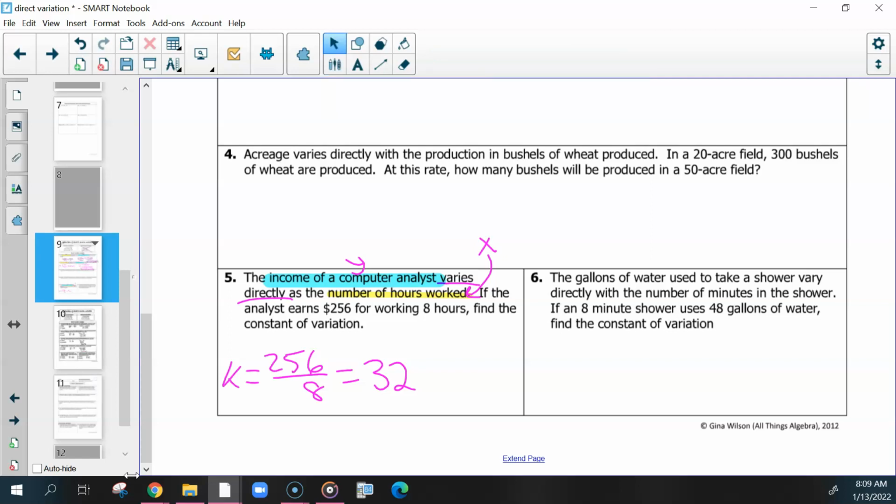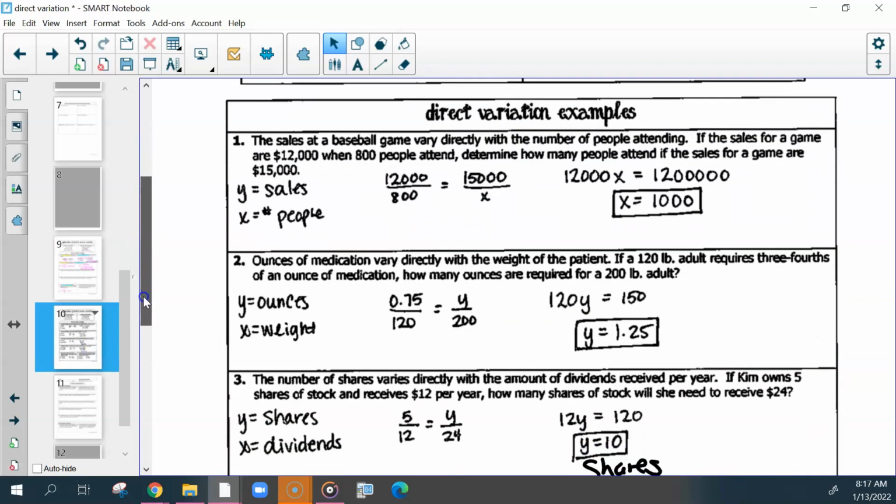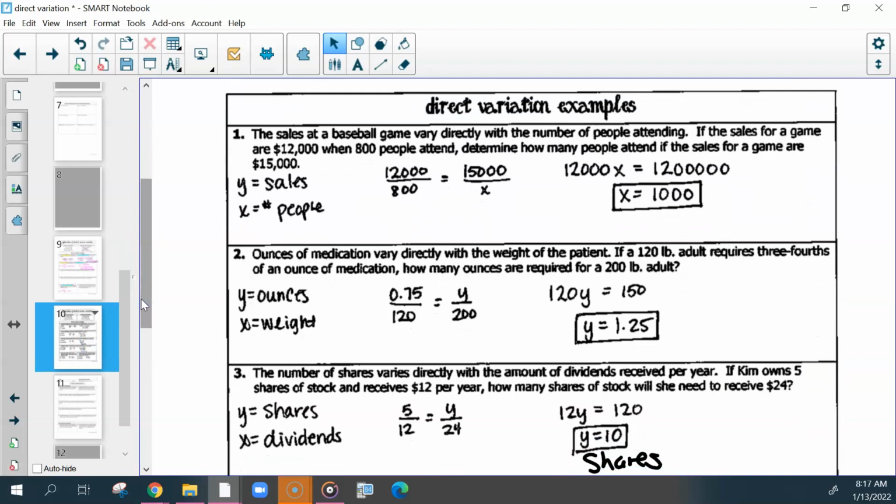Okay. With the last bit of class time we have, try these 3 problems, and then right before the end of class we'll go over them so you have those answers. Again, these were all done by proportions. If you need to see any of them done the other way, just let me know.